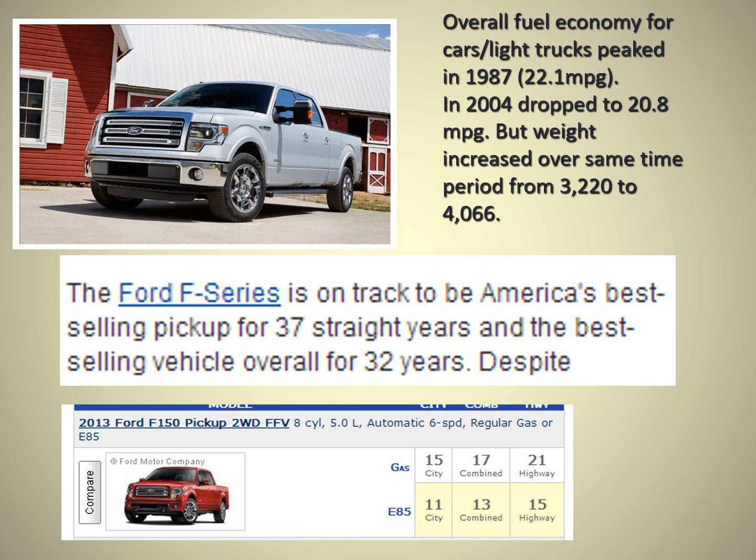What about technology? Can this help mitigate human impact on the environment? And the answer is yes and no. It depends on how it's used. On the slide, overall fuel economy for cars or light trucks peaked in 1987 at about 22 miles per gallon. It had been getting better and better over time. In 2004, it dropped a little to 20.8 miles per gallon, but just a little. Over this same time period, however, as miles per gallon stagnated, weight for vehicles has increased from about 3,000 to 4,000 pounds.